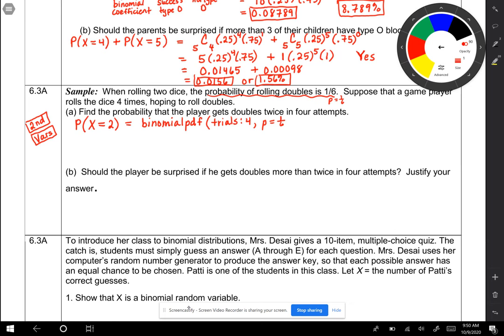And then lastly, x equals 2. Your player gets doubles twice, so your success is x equals 2. You let the calculator do it, and you get 0.1157. And that is how you do that one. And it does work when it's an exact value.